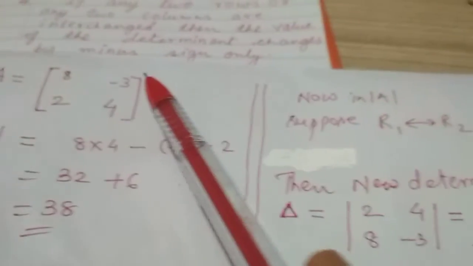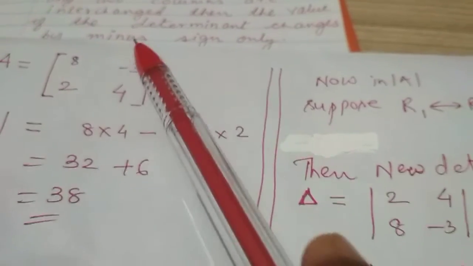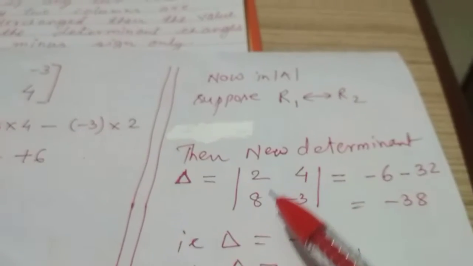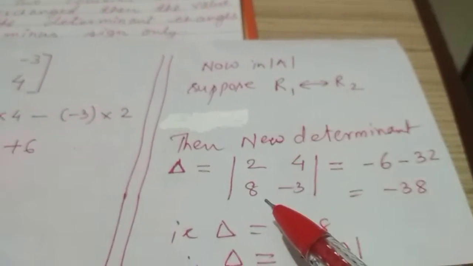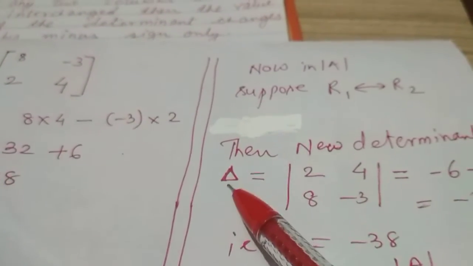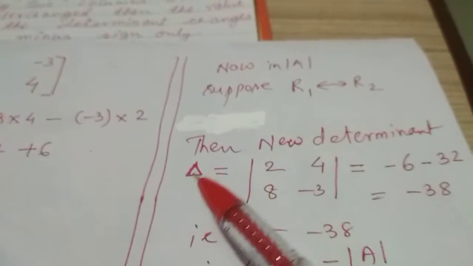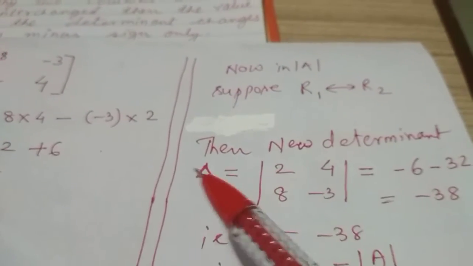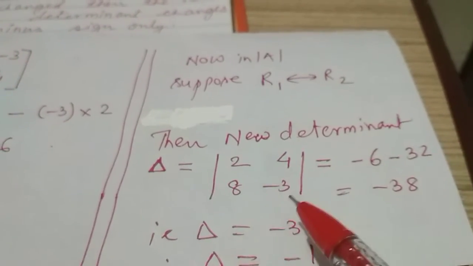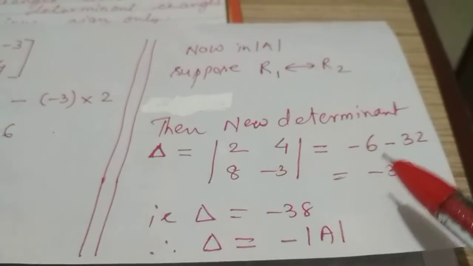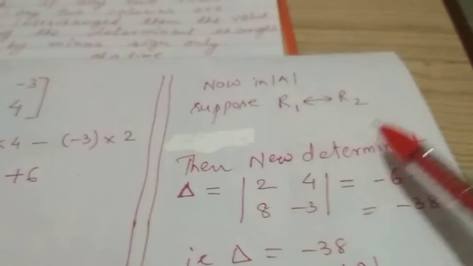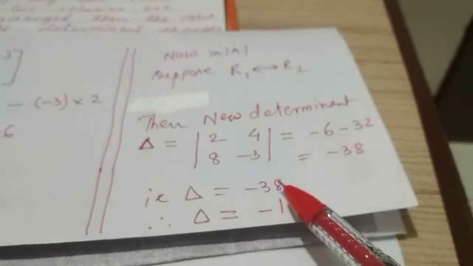But suppose now in the original determinant we interchange R1 and R2. That means we are interchanging the first row and second row. So the first row will become the second row and the second row will become the first row. This new determinant which we obtained, I have named it as delta. I have to give it some other name, some alpha, beta, gamma, delta. Anything you can give. It is 2, 4, 8, minus 3. When you calculate the value, you get minus 38.